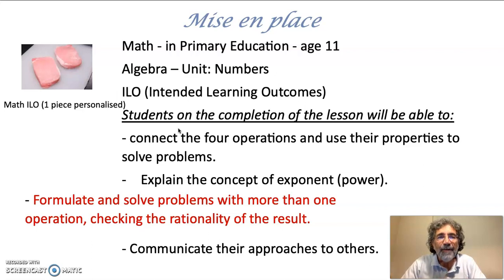We take the math issue. It is primary education, our students are 11, it's algebra, the unit is numbers, and the intended learning outcomes are that students on the completion of the lesson will be able to do several things, one of which we will cook. It is formulate and solve problems with more than one operation, checking the rationality of the result. Let's go.